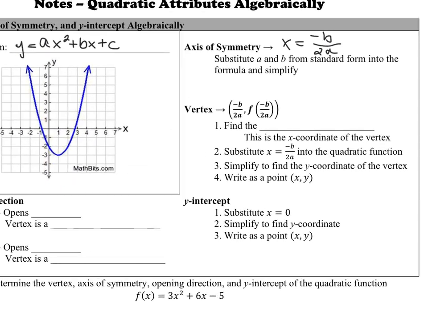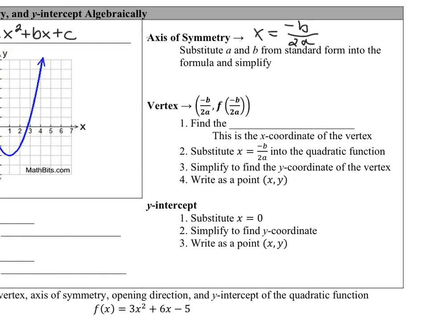Now remember, the vertex and the axis of symmetry are related. The axis of symmetry runs through your vertex. So in order to find the vertex, you first have to have the axis of symmetry. That's what step one is: find the axis of symmetry. This is the x-coordinate of your vertex. Then you're going to substitute whatever number you get here into your equation, simplify to find the y, and then write it as a coordinate point. Don't worry, we're going to go through an example with all of these pieces later.